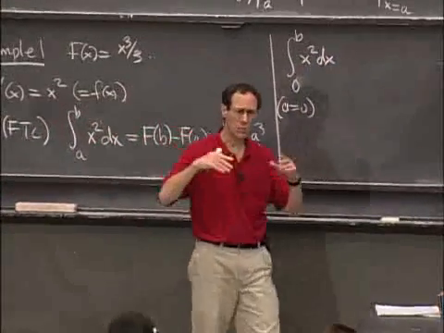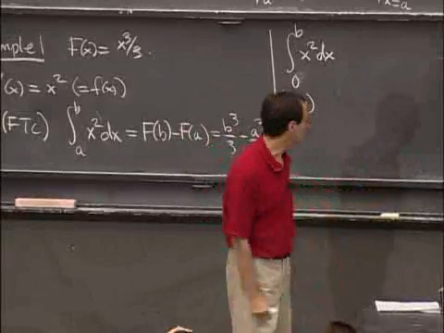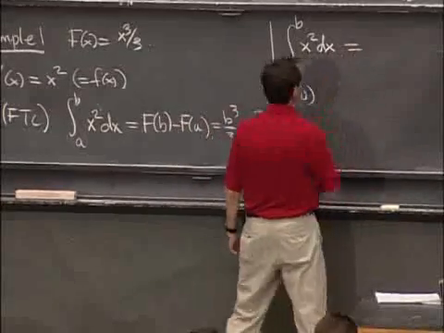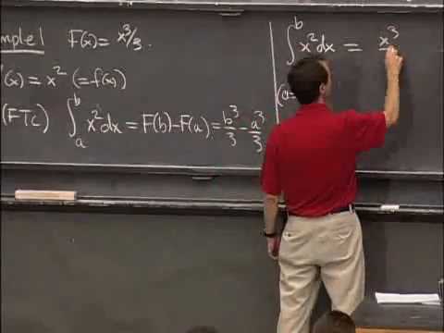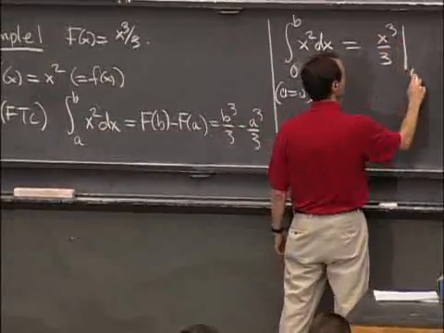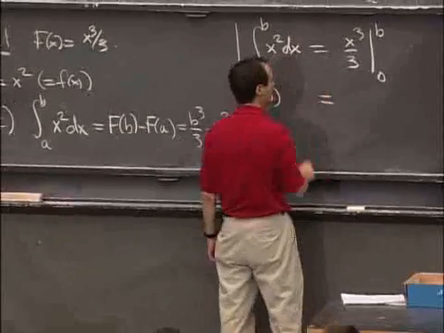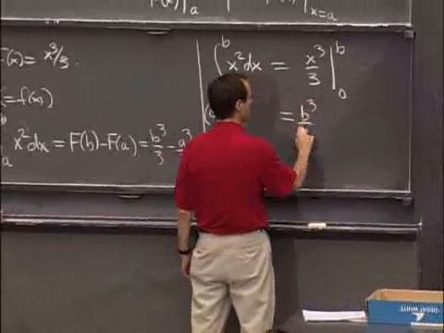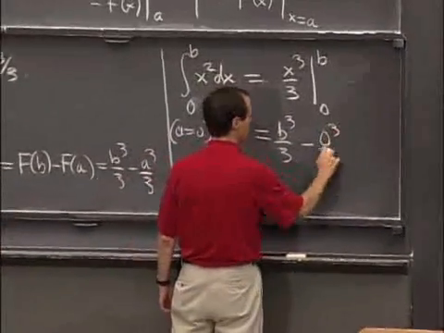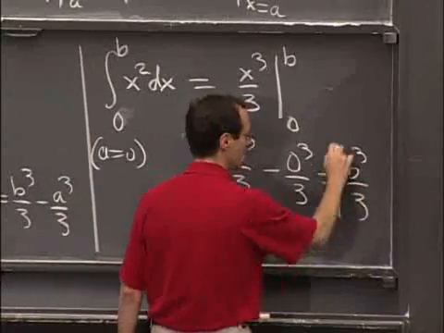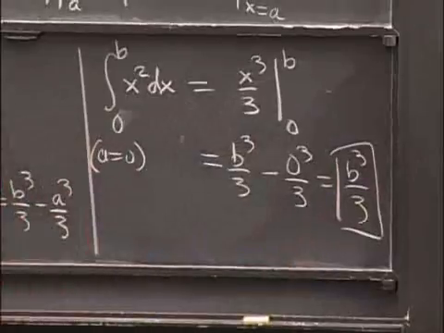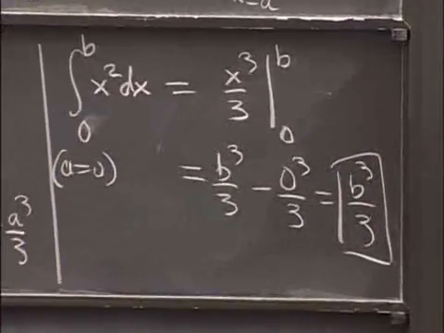But now you can see that we can do it in 10 seconds, let's say. Well, the antiderivative of this is x cubed over 3. I'm going to evaluate it at 0 and at b and subtract. So that's going to be b cubed over 3 minus 0 cubed over 3, which of course is b cubed over 3. And that's the end. That's the answer.